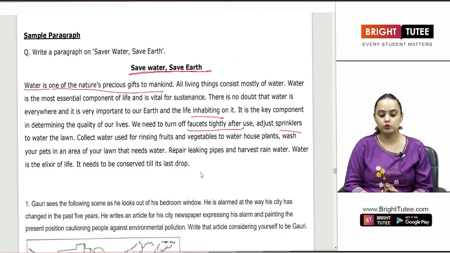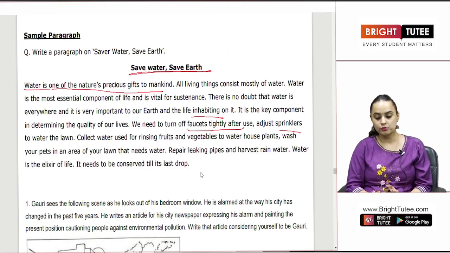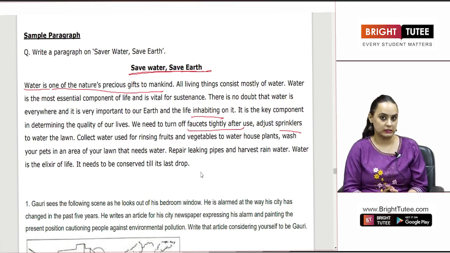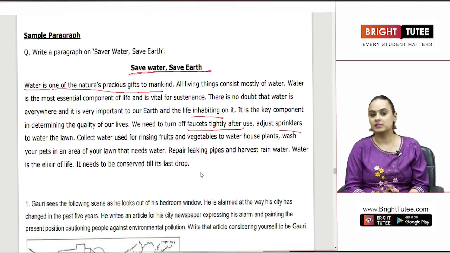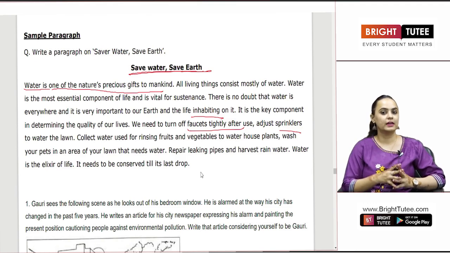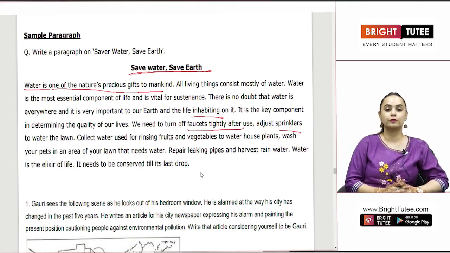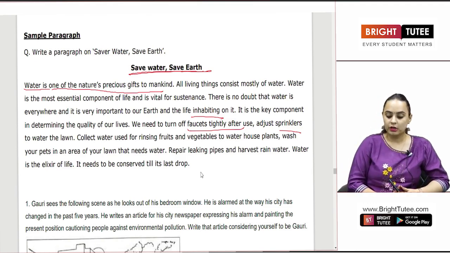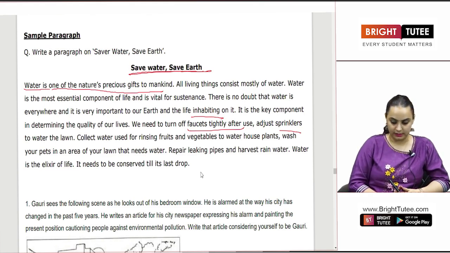Collect water used for rinsing fruits and vegetables to water the house plants. So, rather than wasting water, whatever water you have collected after washing the fruits and vegetables, you can use it to water the house plants.